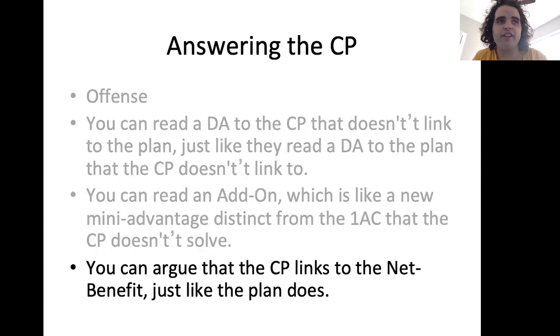And then you can also argue that the counterplan links to the net benefit, right? Like if all of the state governments were to institute this criminal justice reform, that might have just as much of an effect on the election as if the federal government were to do it, right? So you can make an argument that the counterplan has the same link argument to the net benefit that the plan does.